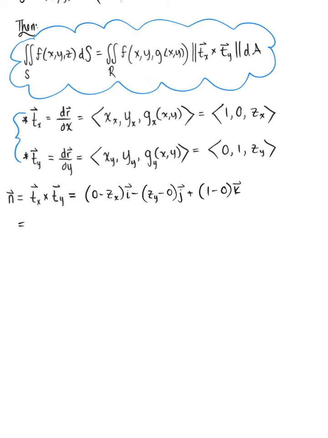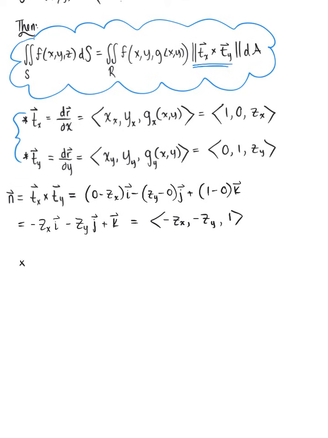And so this leaves us with the components of our normal vector: minus the partial derivative of z with respect to x i hat, minus the partial derivative of z with respect to y j hat, plus k hat. Or you can write this in its component form: minus the partial derivative of z with respect to x, minus the partial derivative of z with respect to y, 1. And so we'll use this normal vector here now to go ahead and compute its magnitude.